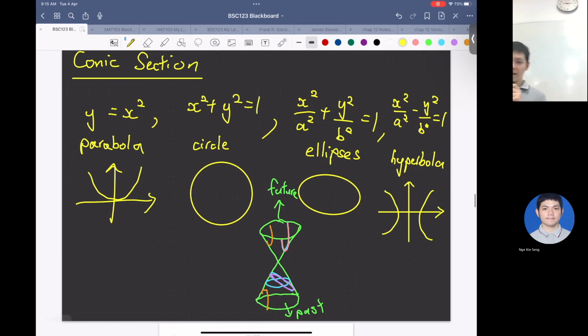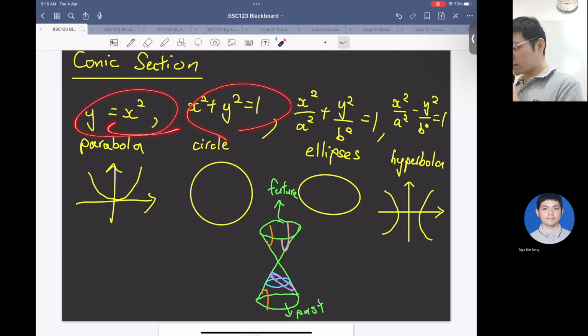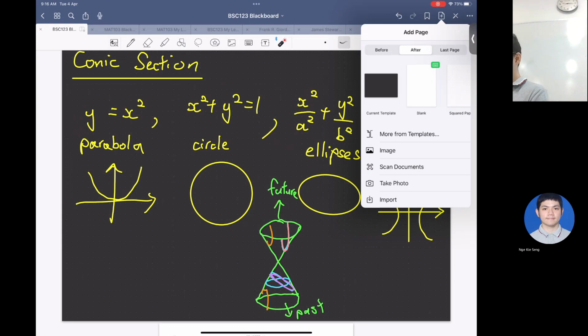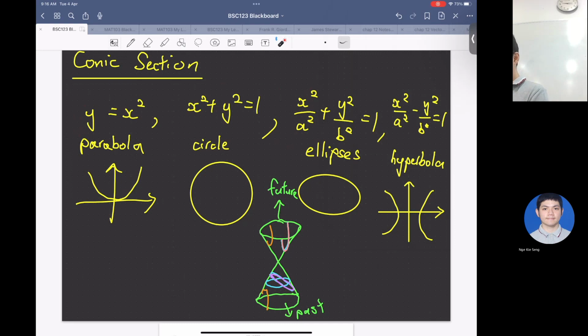Okay, just now we stopped here. So we have a conic section describing various quadratic forms. This is the classification of these quadratic functions.